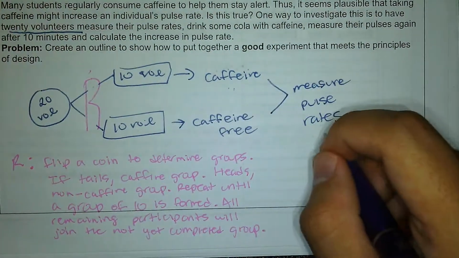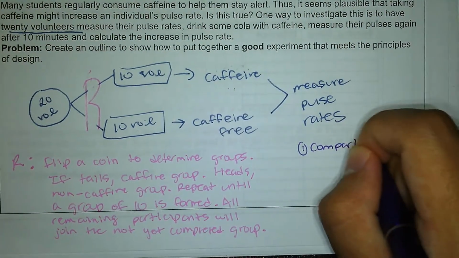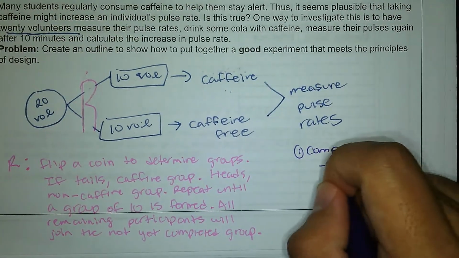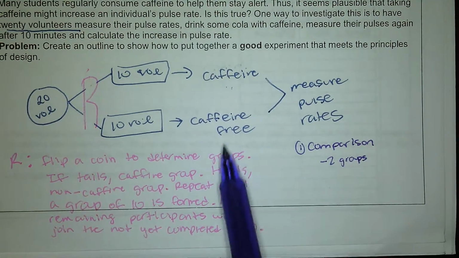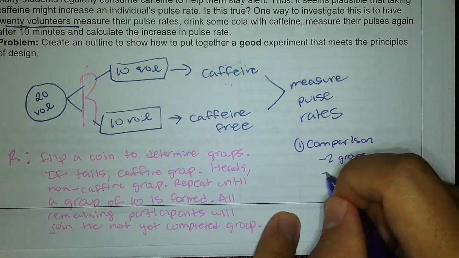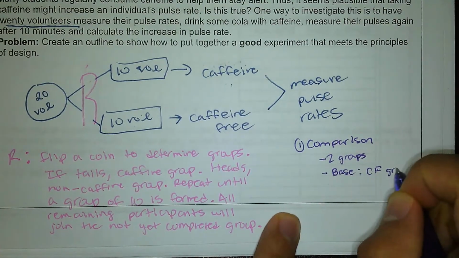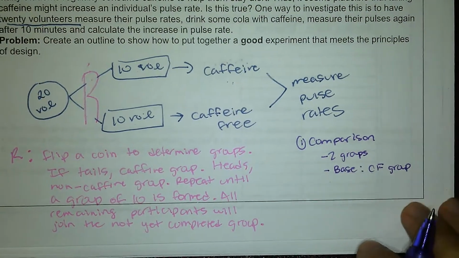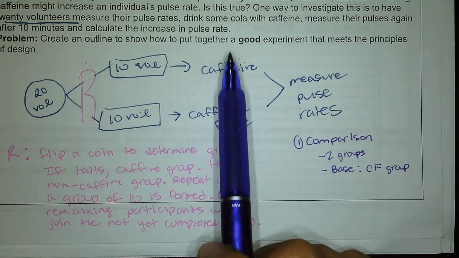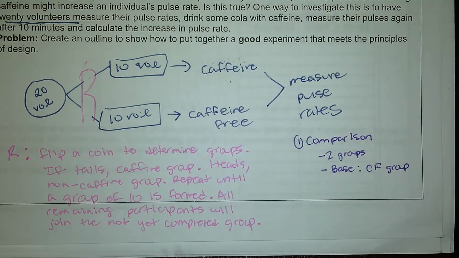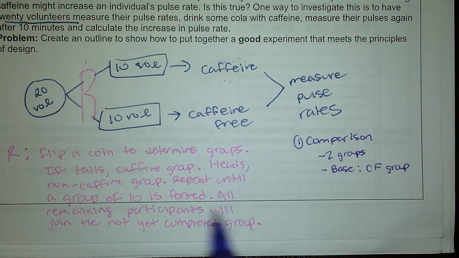So was there comparison? Comparison. Yep, because I have at least two groups. And so my baseline would be the caffeine free. So my base would be the caffeine free group. Now, I have two groups. I could really put in more, right? I could put a placebo drink, a caffeine drink, or different doses of caffeine, etc. So at least for comparison, I have these two groups to compare.